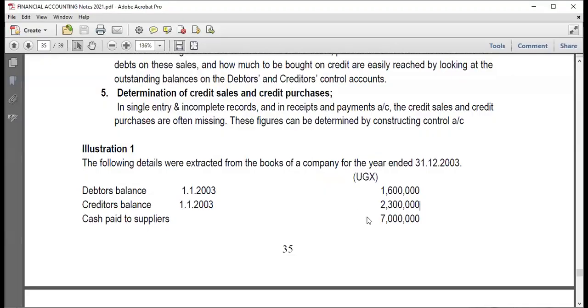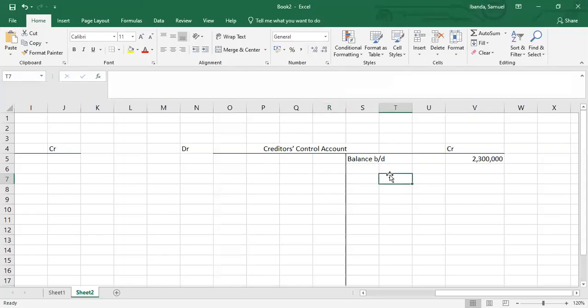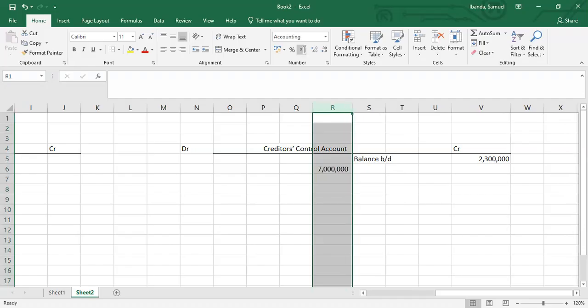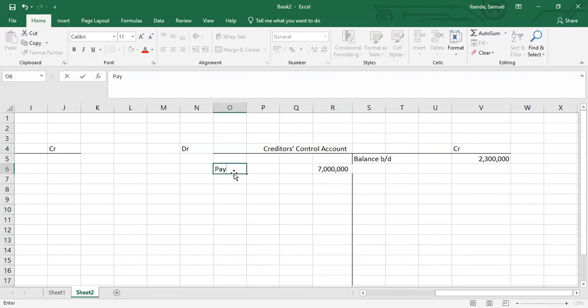And then they are telling us that the cash that was paid to suppliers was 7 million. Cash paid to suppliers is supposed to be recorded under the creditors control account, okay? And we say that anything that reduces your creditors, the payment to supplier reduces your creditors, would actually be recorded on the debit side, okay? So this is 7 million. So this is payment to suppliers.